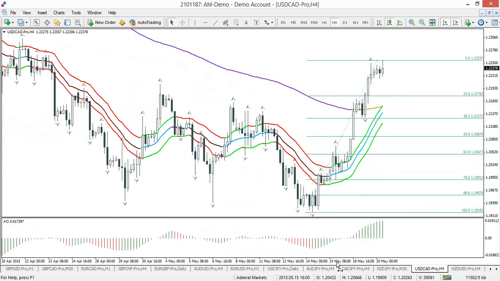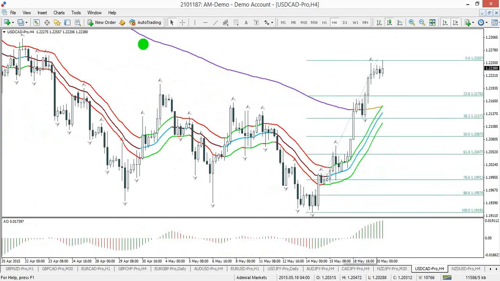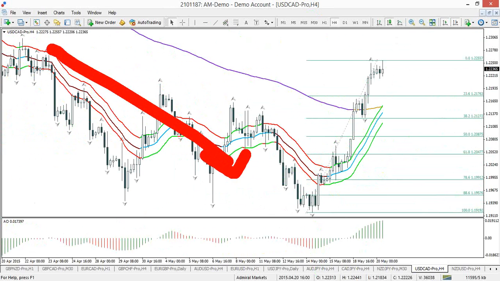From a 4-hour perspective, you can see that where on the daily chart we moved back to the 144 to the downside, here we move back to the 144 from the upside, like this, because the retracement that we saw on the daily caused a 4-hour downtrend.